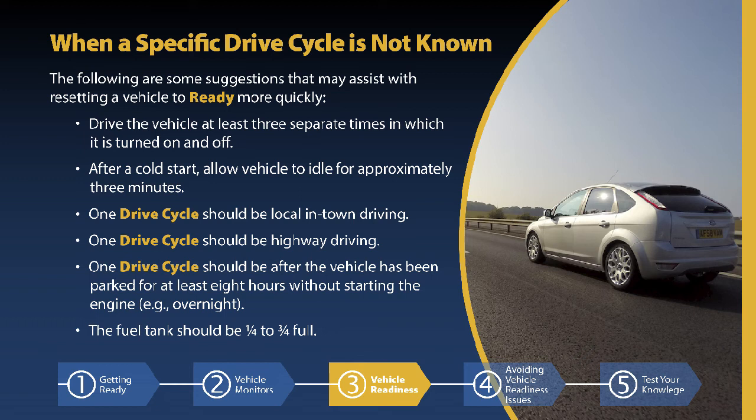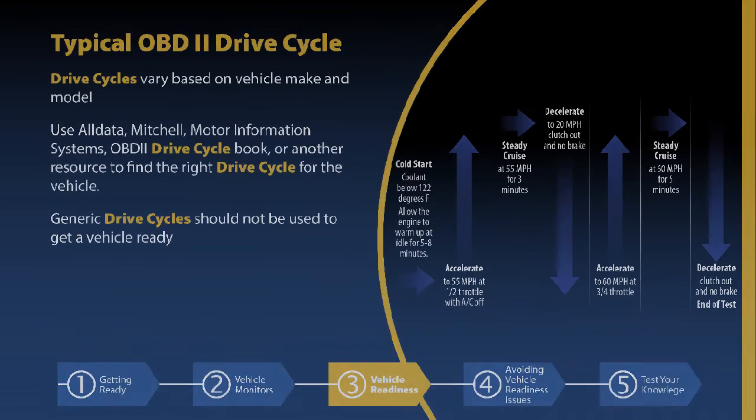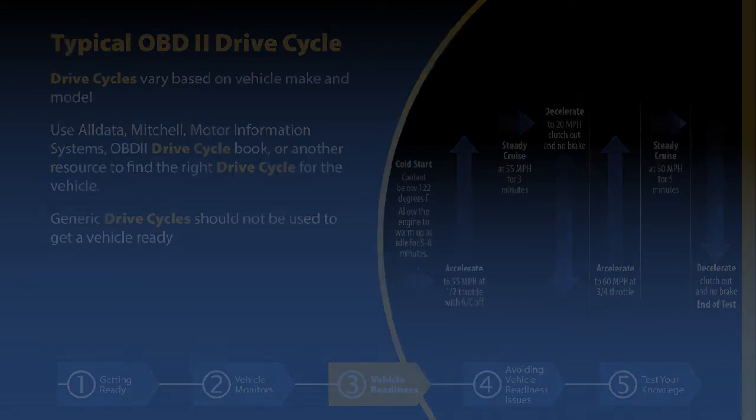Typically, driving a vehicle in normal conditions for a day or 2 without resetting the DTCs or disconnecting the battery will give the system enough time to complete a drive cycle and get all of the vehicle's monitors ready. To figure out the correct drive cycle for the vehicle's make and model, use resources such as AllData, Mitchell, Motor Information Systems, OBD2 Drive Cycle Book, or another resource. Remember that many owners' manuals will have the drive cycles listed in them.